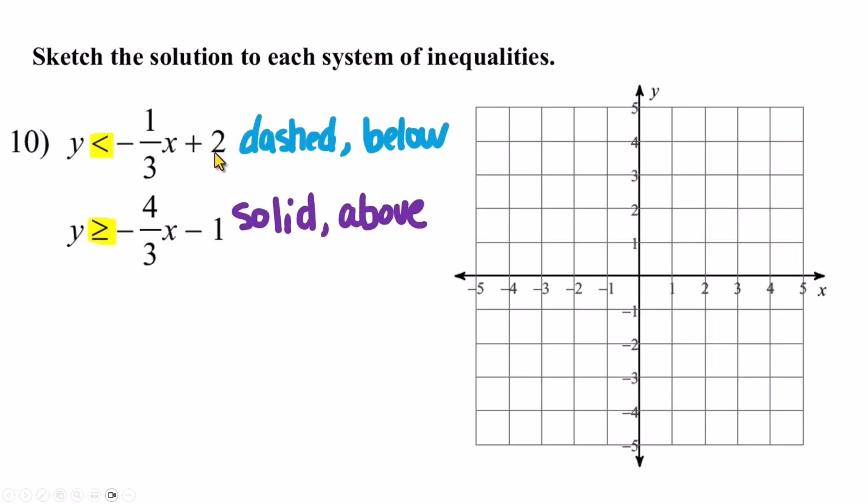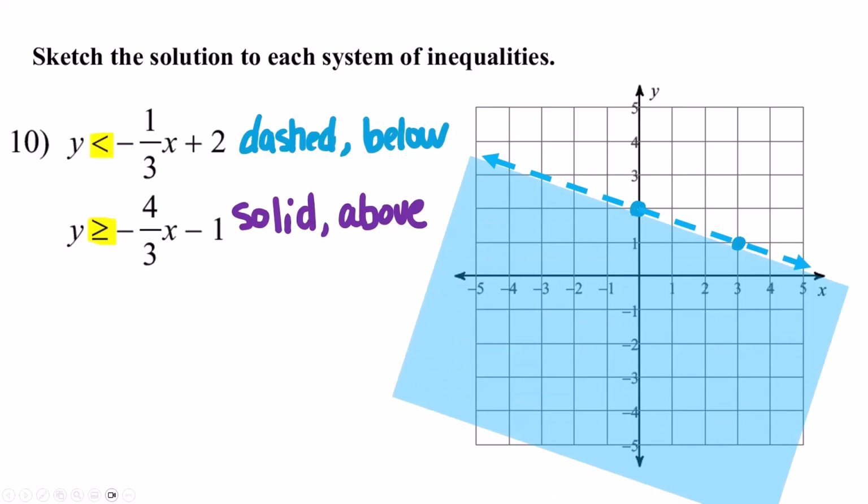So let's look at the first line. The y-intercept is plus 2. The slope is negative 1/3, which means I'm going to go down 1 over 3, draw a point. And that's dashed. I strongly suggest you write this stuff out before you start graphing. This will help you to understand what you're going to do before you actually do it. So we need to be below, so we shade in this.